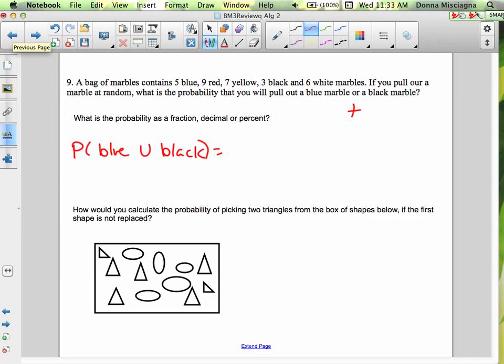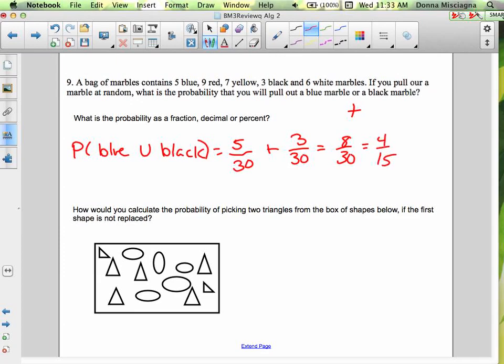There are 5 blue marbles, and let's see how many marbles overall. 10, 21, 30 marbles overall. So 5 out of 30 for blue, 3 out of 30 for black, which is 8 out of 30, which reduces to 4 out of 15.